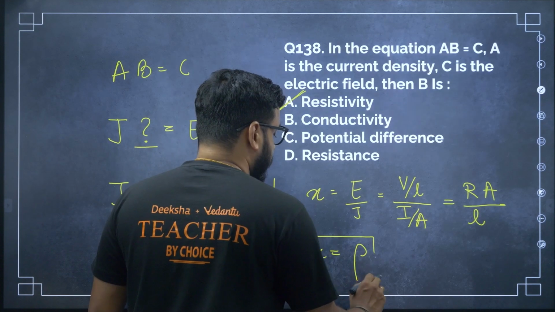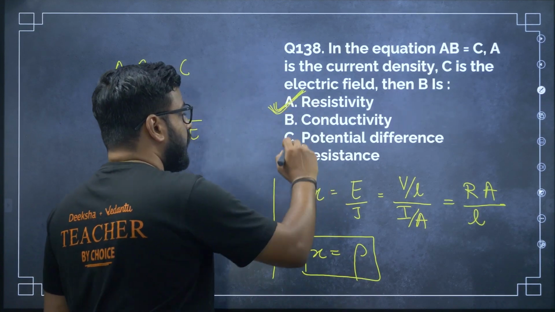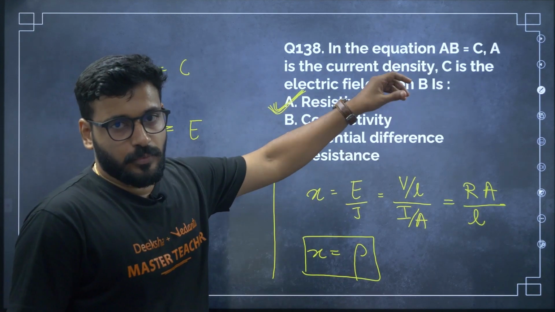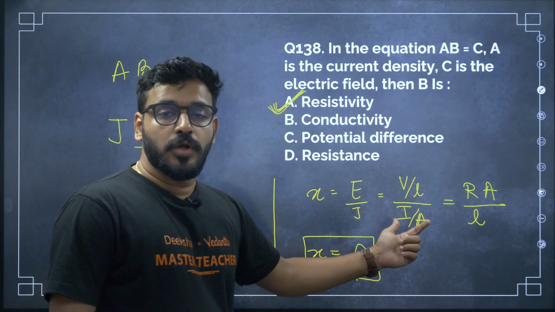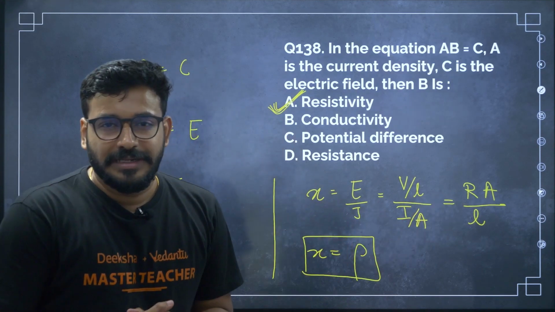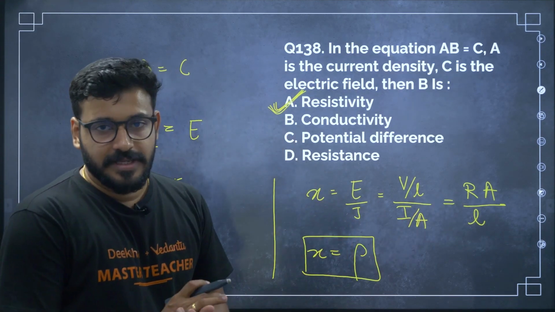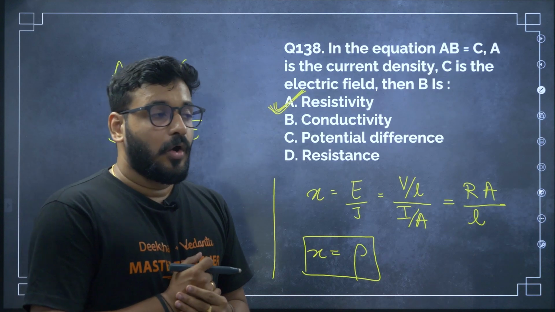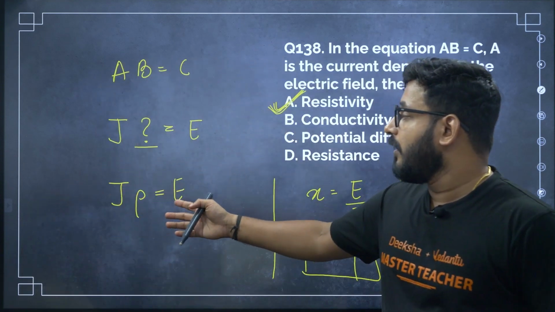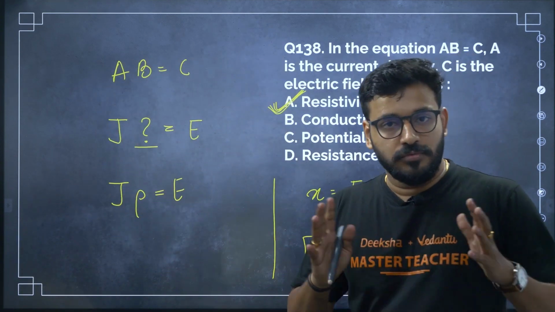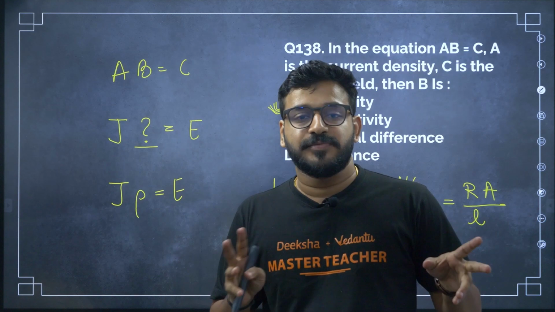So the unknown quantity is nothing but resistivity. Whenever you get such a question, please try to utilize the known quantities, just manipulate them a little bit here and there, and you will get the desired answer directly. Or if you know the formula, then it's an easy question. So this question can be characterized as both easy as well as medium.